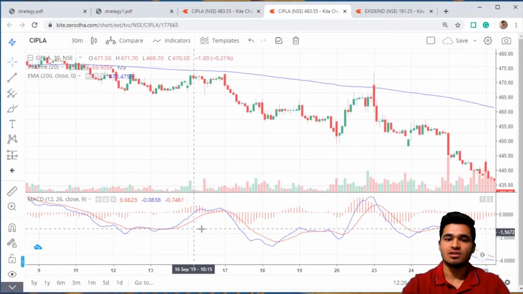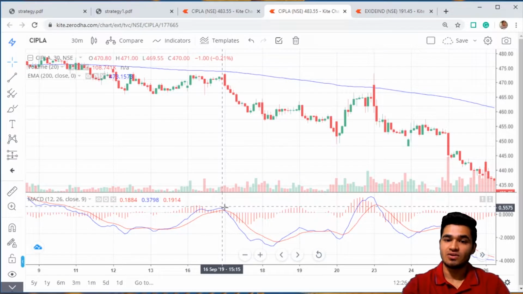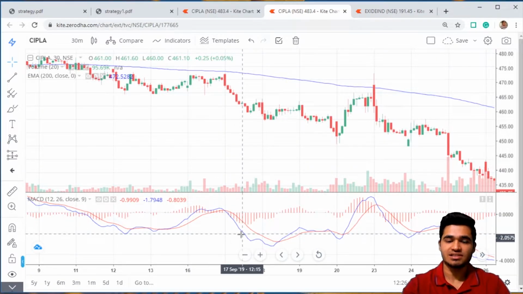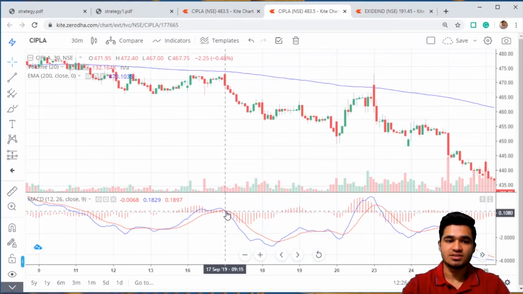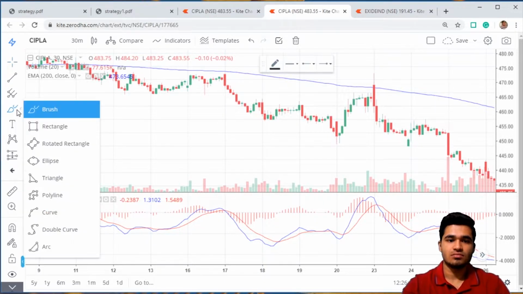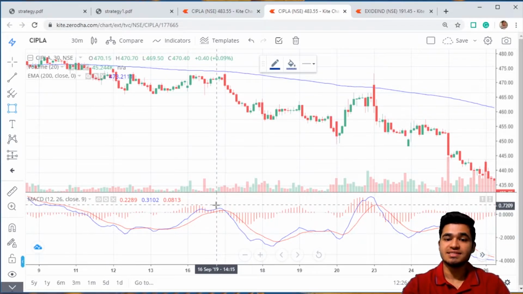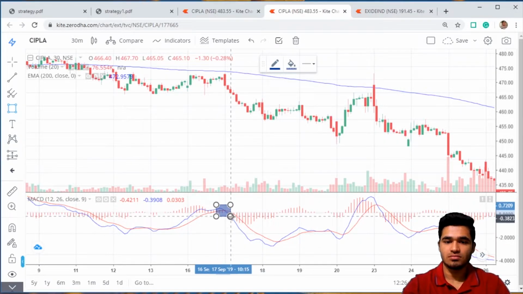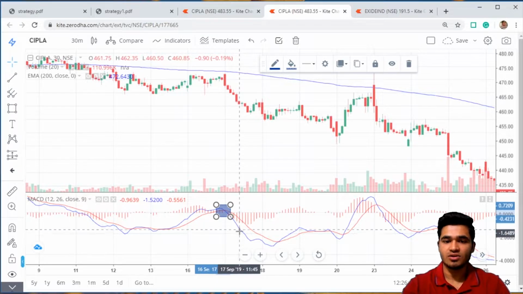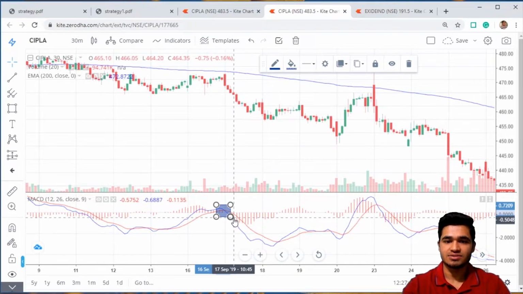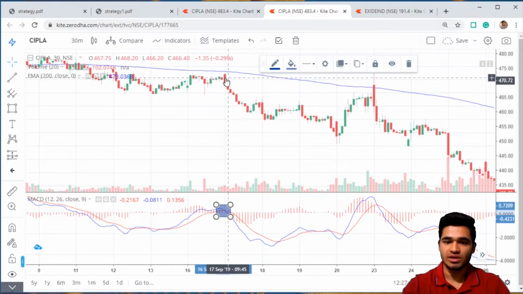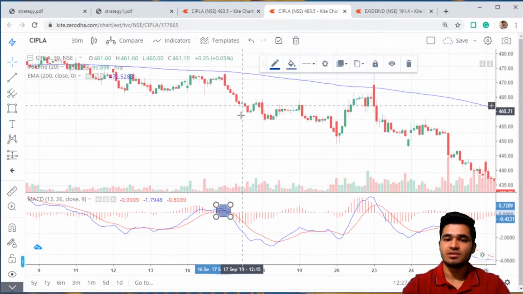When do we have a sell call? Whenever the blue line crosses the red line in the downward direction, it is called a sell call. Usually I've observed whenever the sell call, this is called a sell call over here, I'll show you guys. So when we have this indicator telling us to sell, you can see it's going down. So you can sell over here and buy it over here.